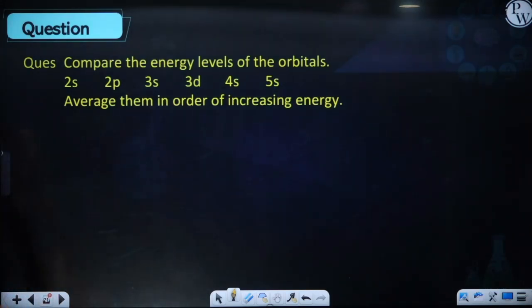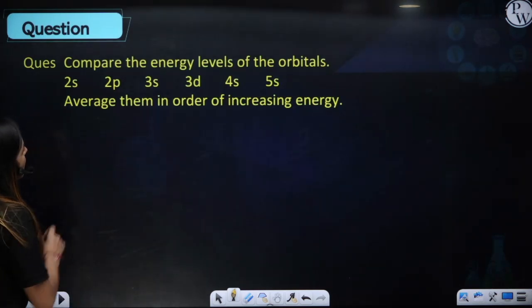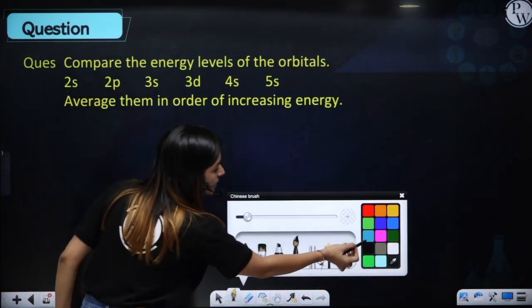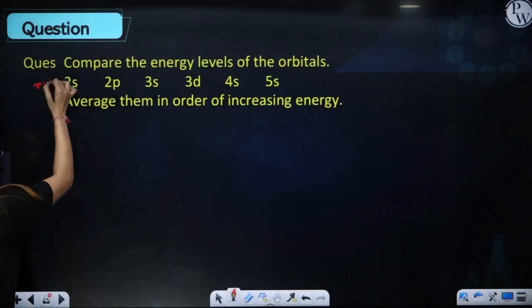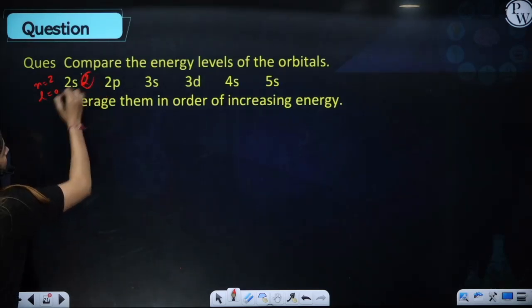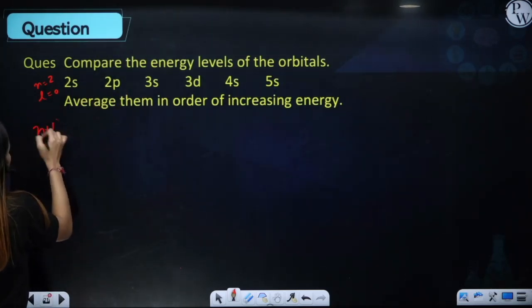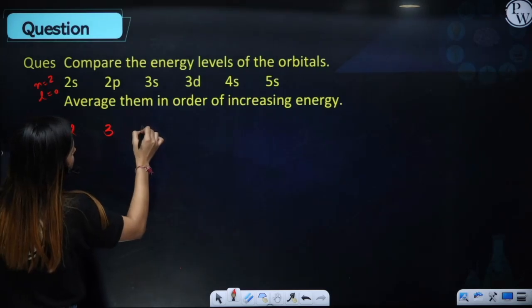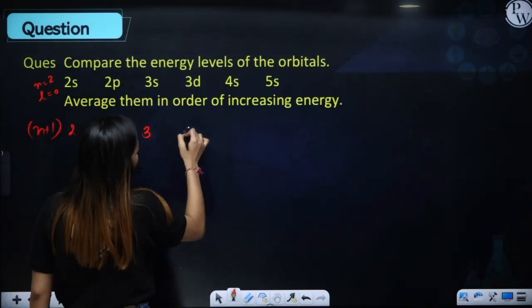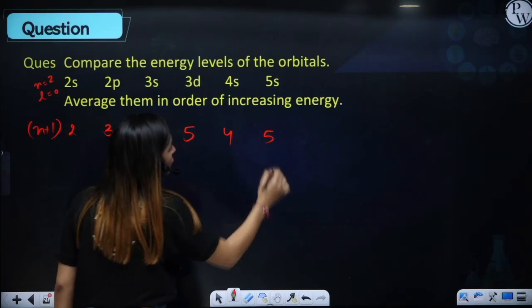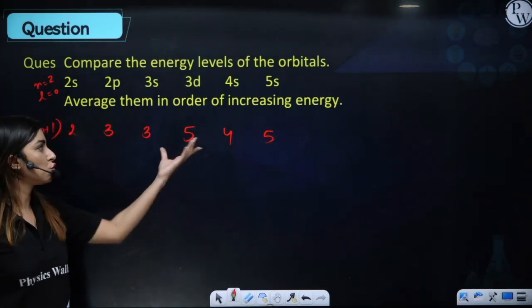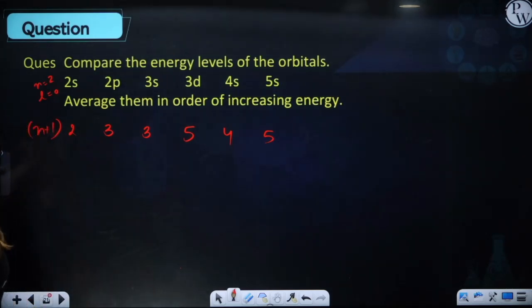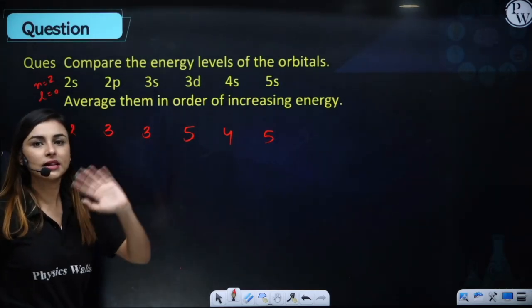Okay, so now I am solving this question. Compare the energy levels of the orbitals. I know that here we'll write all the n plus l values, my dear students. Here n is equal to 2, l is equal to 0, so 2. Here it is 2, here it is 3, here it is 3, here it is 4, 5, 5, here 4, and here 5. I've done this quickly. You also have to do this: you find n and l values, you add, you'll get this. Now, my dear students, you have to write it in increasing order, the lowest energy to the maximum energy.